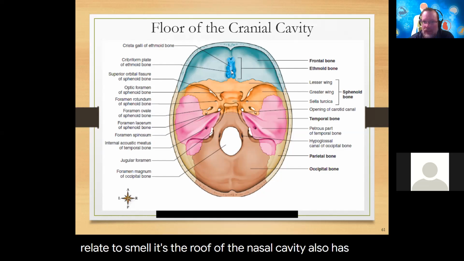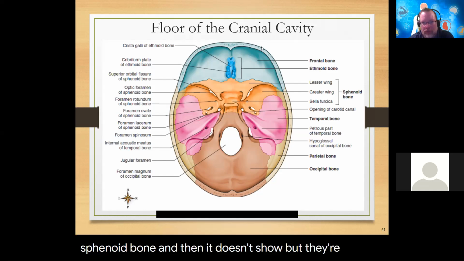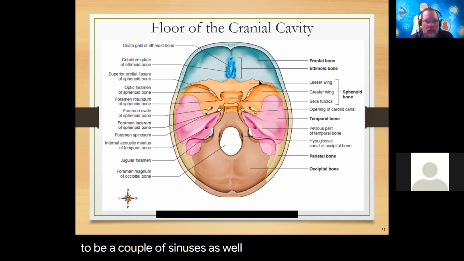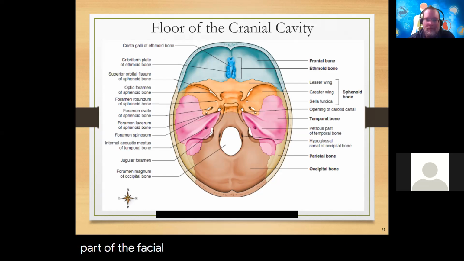Also has sinuses. So there are a couple little sinuses, very tiny, in the ethmoid bone. We have a couple sinuses within the sphenoid bone, and then it doesn't show, but there are going to be a couple of sinuses as well in the frontal bone. So of your 4 sinuses, 3 out of 4 are going to be part of the cranial bones. The 4th one we'll see shortly is going to be part of the facial bone.